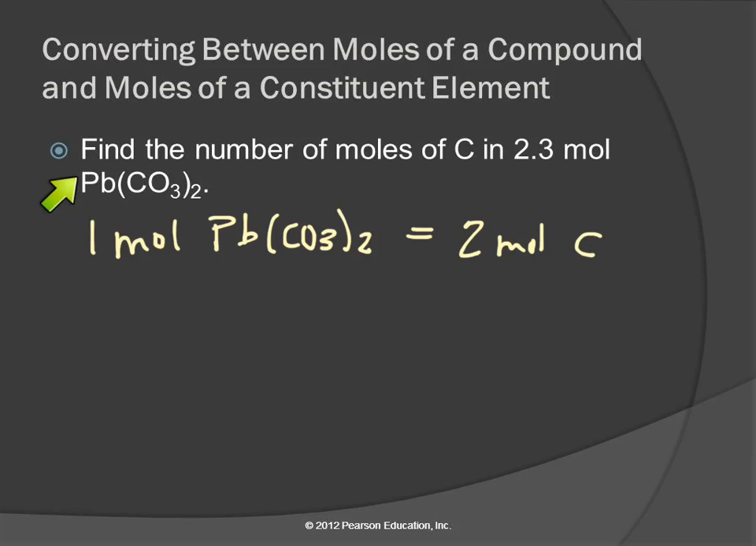Because in the formula, in each of these formulas, we have 1 lead, 2 carbons, and 6 oxygens. So if we had a dozen of them, we would have 2 dozen carbon atoms. If we have a mole of them, we have 2 moles of carbon atoms. Does that make sense? I can repeat that.